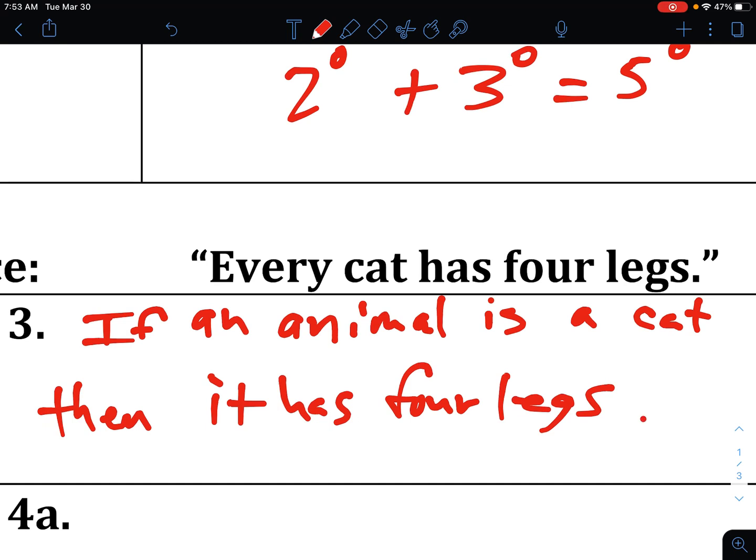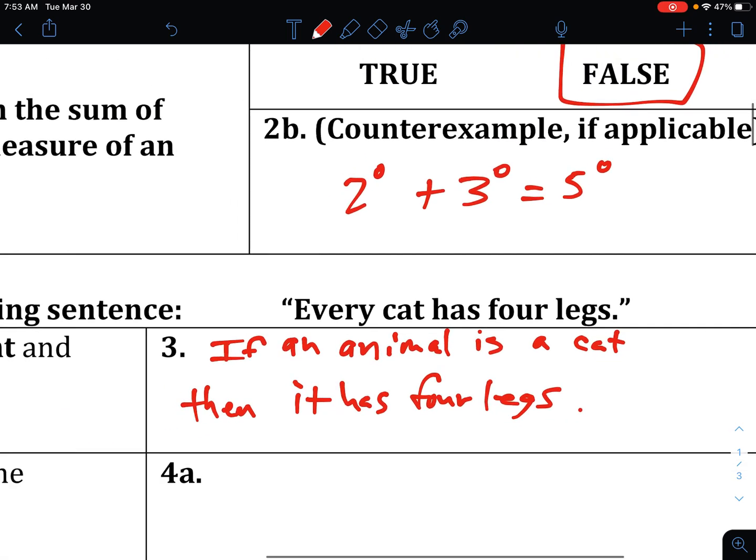You wouldn't put if every cat then has 4 legs. That doesn't make sense, right? Or if every cat has 4 legs, then what? You're not making up the then piece. You have to take the if and the then out of that sentence, right?